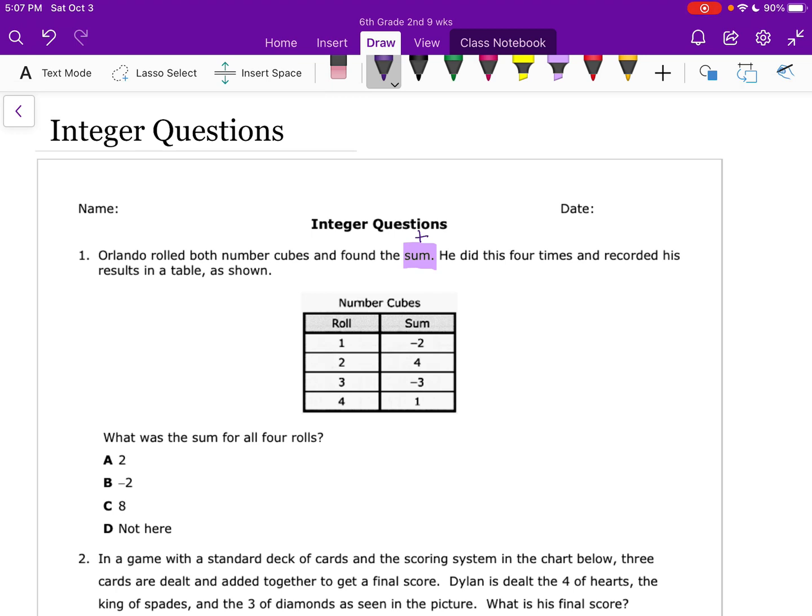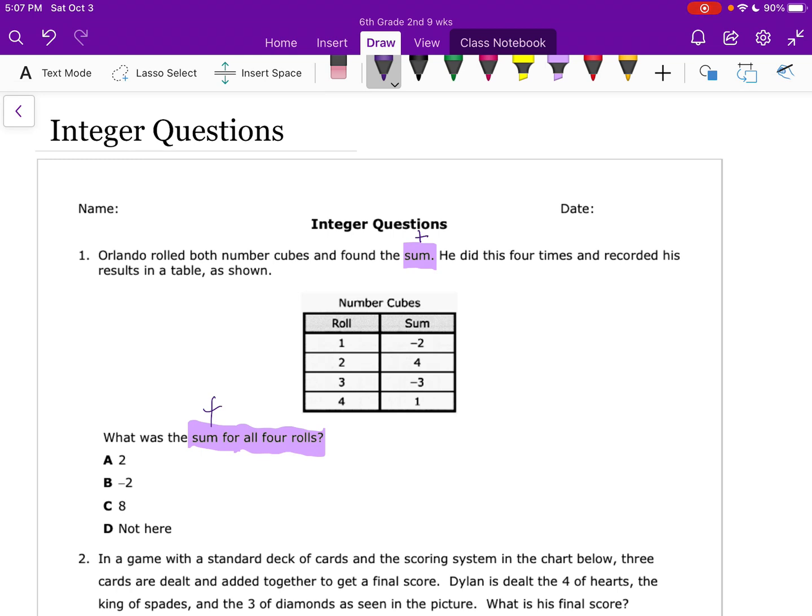Okay, so in the table we see that it's number cubes. We see the rolls that he rolled 4 times, and then these were the sums that he got when he rolled. And then the question says, what was the sum for all 4 rolls? So again, they're asking us for that sum, and we want it for all 4 rolls, not just 1 or 2, for all 4. Okay, so that means we're just going to have to add up these numbers.